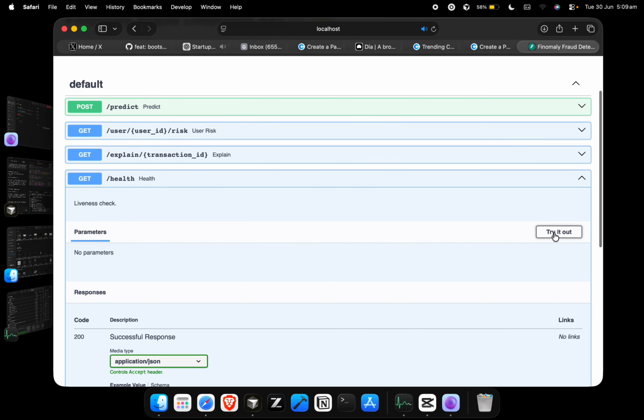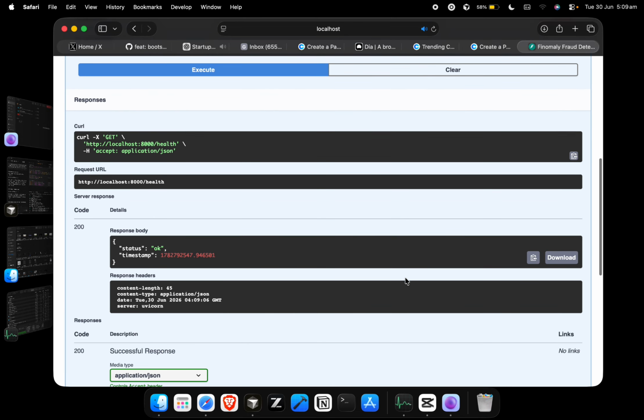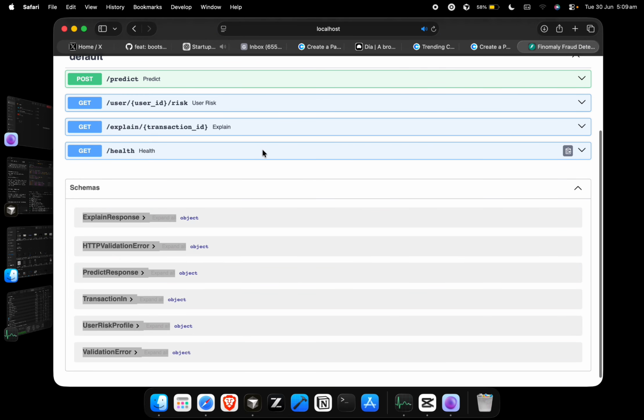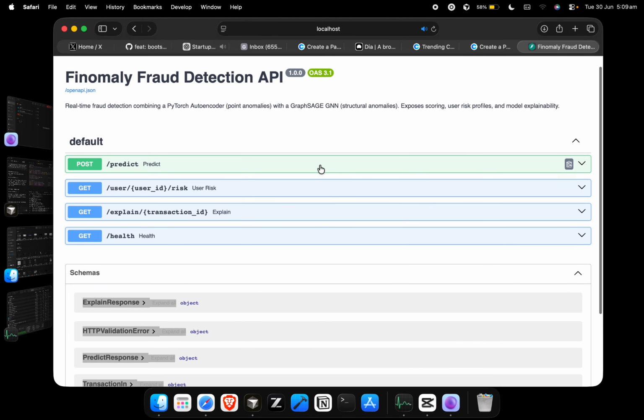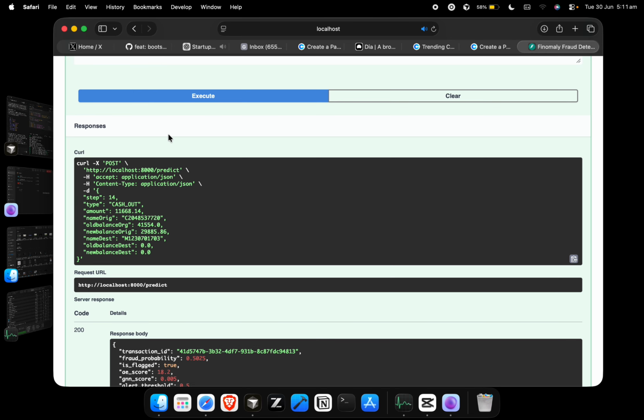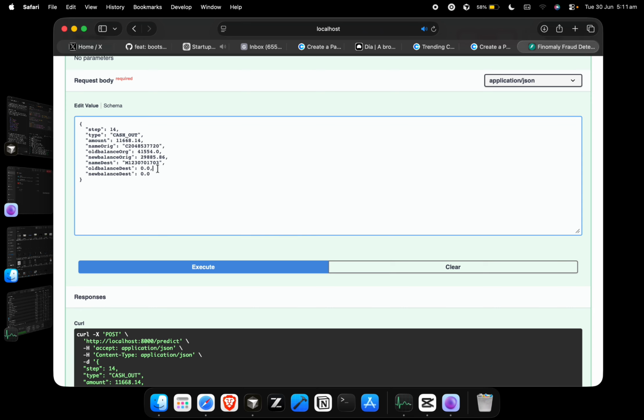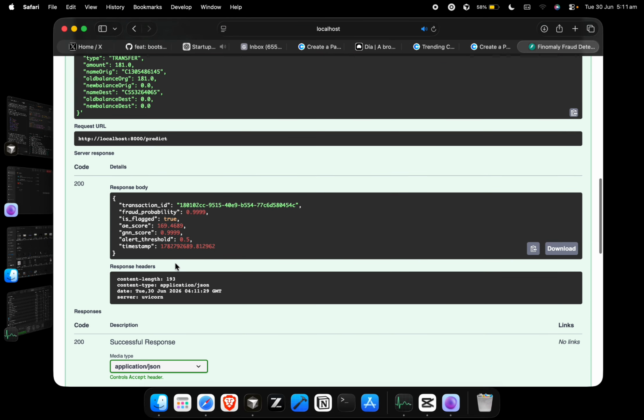So let's just test this out. And so we see it's healthy, 200 status code, so it's okay. Then let's start with a fraud where the sender basically drains their account, but the receiver never actually gets that amount of money. So this is just a classic scam. So transfer, it's a classic scam. Let's run that, and we can see it's flagged true, the fraud probability is 0.999.